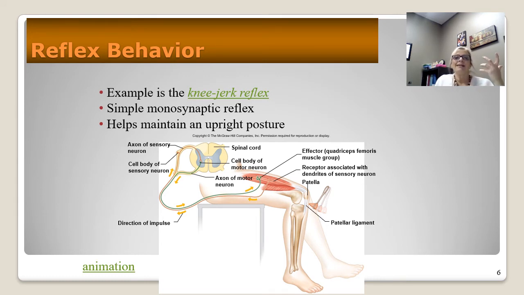So if you're standing and the knee bends in response to gravity, the quads are going to stretch and trigger the reflex, which is going to straighten the leg up so you don't fall down.